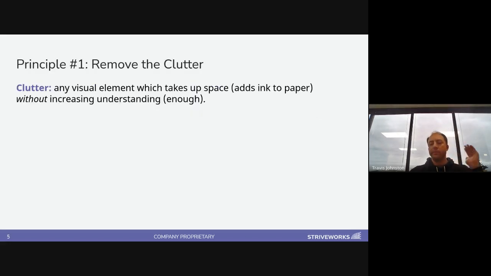Okay, first principle. Those are the two parts of the process. You're going to start by asking two questions: what does your message say, and who's your audience? First principle here: remove clutter. Clutter is anything that takes up space or ink on the page and doesn't convey, or doesn't increase, the understanding that you get from the image. I put 'enough' here in parentheses because a lot of things add some understanding, but maybe it's not actually that useful. So you want to be deliberate with everything that you're putting into your figure. Everything in there should have a purpose.